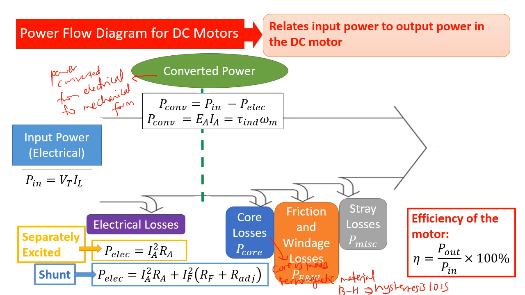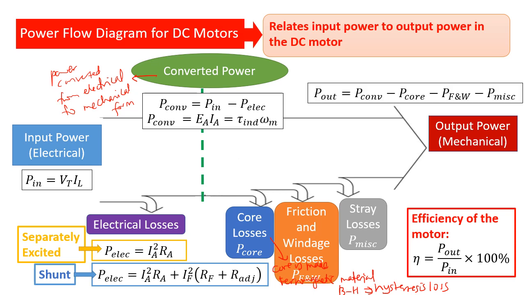After we've deducted all these losses, only then will we get the output power, which is in mechanical form. The output power is your converted power minus all the losses that we've seen just now. So it's the converted power minus your core loss, friction and windage loss, and miscellaneous or stray losses. Another way to calculate output power is the load torque times omega m. Now, the load torque is not equal to induced torque due to the core losses, the friction and windage loss, and the miscellaneous loss.